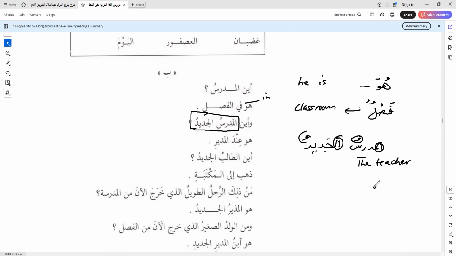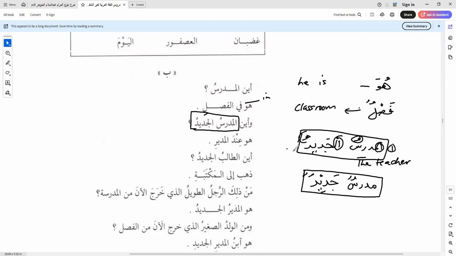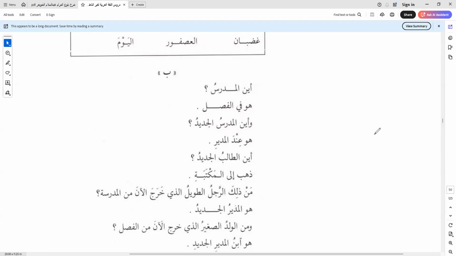But if you say مدرس, then it's going to be جديد. المدرس الجديد, مدرس جديد. This one is a new teacher. And this is the new teacher. Now, in English translation, you see that this is not an equivalent translation, right?